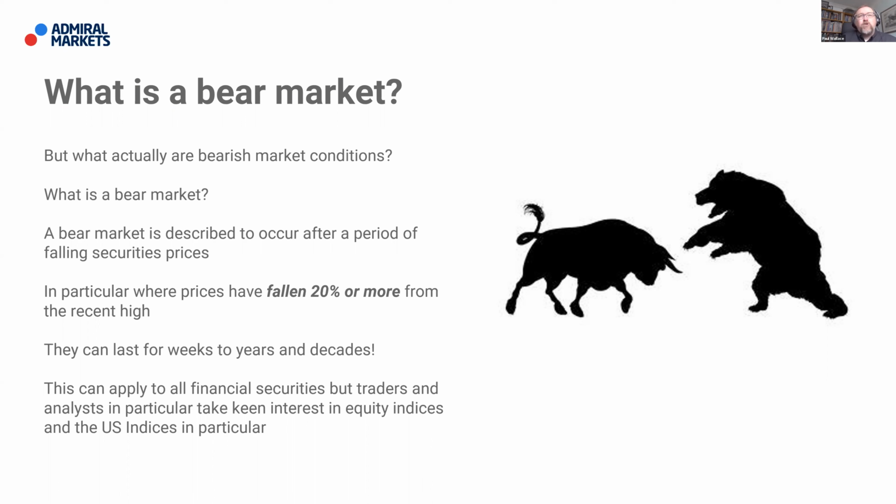Would you know how to describe it? Would you know what your view would be in terms of identifying bear markets? Well, a bear market is described to occur after a period of falling security prices, and in particular, where prices have fallen 20% or more from the recent highs. That's the rule of thumb that people would use. Once that occurs, it is deemed to be in a bear market.